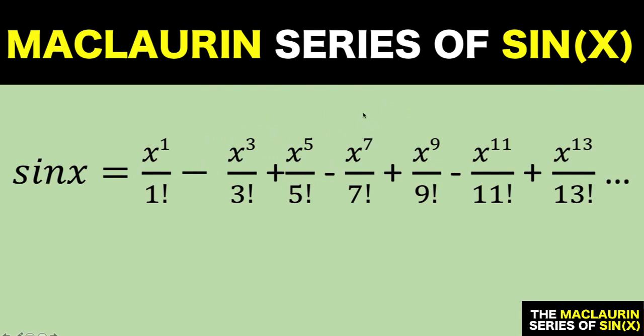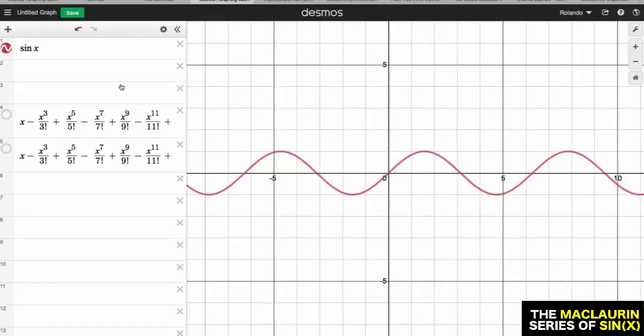So we are going to go to the Desmos graphing calculator. We are now here at desmos.com graphing calculator. The curve that you can see on your screen is the sine wave. And what we are going to do is superimpose the terms of the Maclaurin series of sine of x onto the graph of sine of x. Let's see what happens.